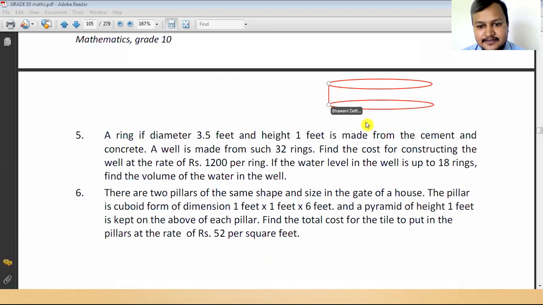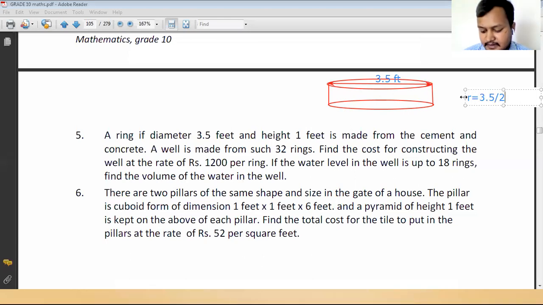Dustbin dusts फाल्नको लागि त्यहाँ रिङहरु छन्, त्यस्तै रिङहरु भनेको this is one ring, think that this one is one ring. And इसको diameter कति छ भने, its diameter is 3.5 feet. This is given. Then what will be the radius? 1.75 feet. Radius is diameter divided by 2, 3.5 divided by 2, and it is equal to 1.75 feet. This is the radius of this one ring.